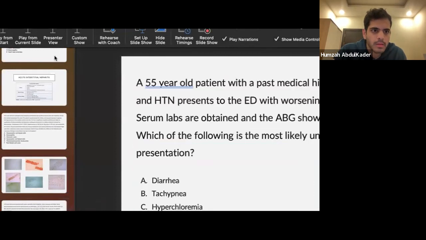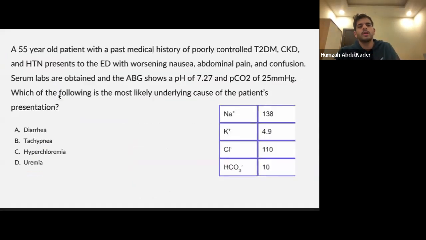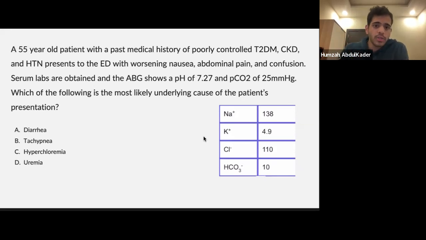For this question, it's going to ask you what the underlying cause is. It's a little bit difficult, and you probably won't get a question on this level, but I think it's good to practice how to calculate the anion gap and compensation, just in case you need to do it. So I'll go through this question with you really quickly.